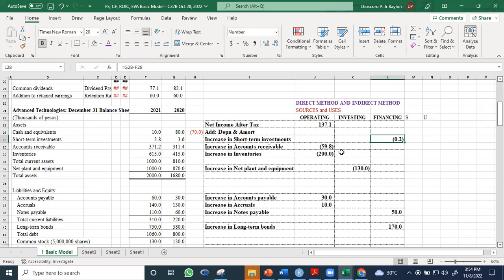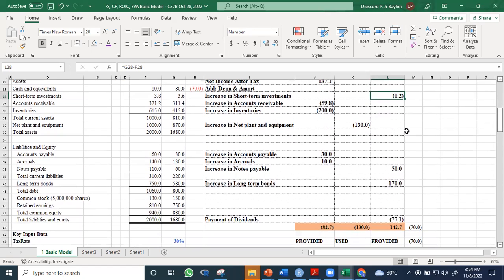Sino pa? Accounts receivable, nag-increase din. Papasok siya sa operating. So, since it increased, it's a use of cash. Kaya, mababawasan yung cash natin. Ganon din si inventories. Operating siya, nag-increase, asset siya, therefore, use of cash. And we went through all of this, di ba, a while ago. Si net plant and equipment, papasok siya sa investing. It also increased. This is an asset. So this is a use of cash.